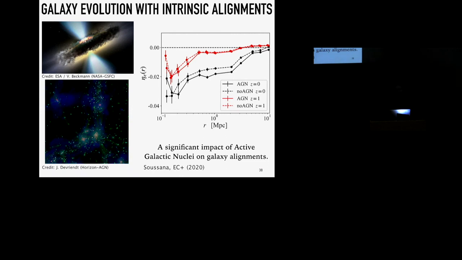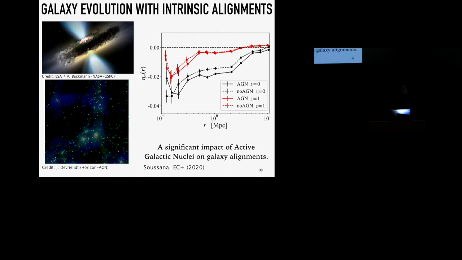So finally, let me say a little bit about how alignments can be useful to study galaxy evolution. In working with the numerical simulations, we measured the alignment patterns in cases where we had a universe which had active galactic nuclei in the center of galaxies and a universe that did not have active galactic nuclei.